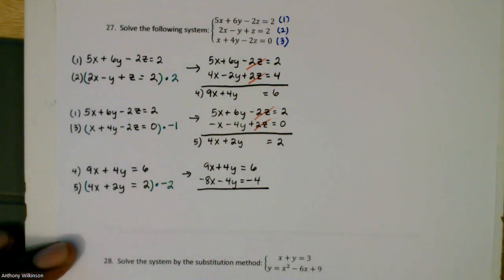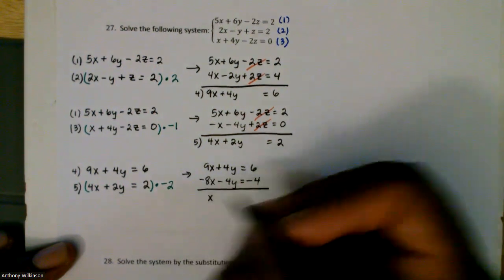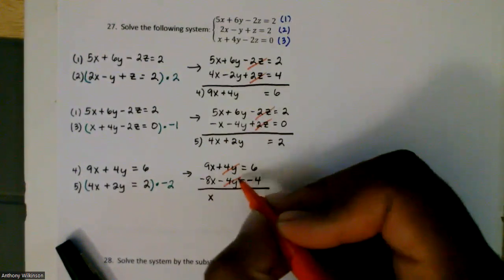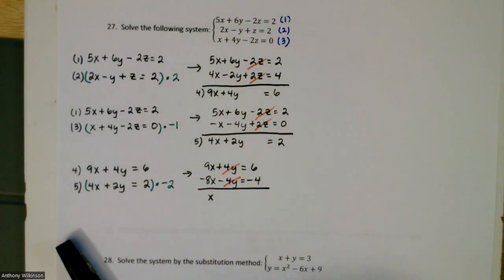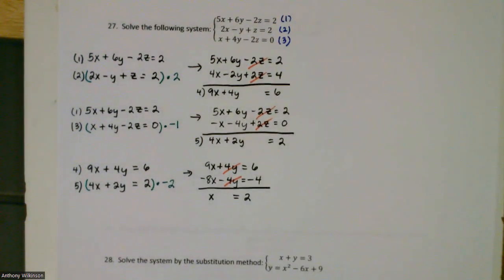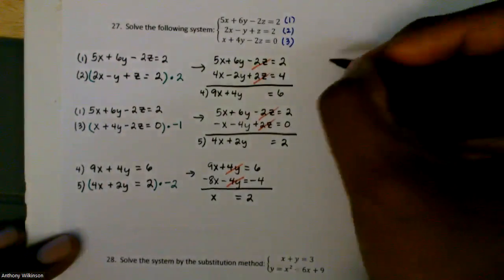Now, if I add those two equations together, 9x minus 8x will be 1x, so just x. The 4y's are gone. And then 6 minus 4 would be 2. So this will be x is equal to 2. But guess what? I've already solved for x. So I know what x is. I need to know what y is, and then I need to know what z is. Let's find out what y is by using either equation 4 or equation 5.